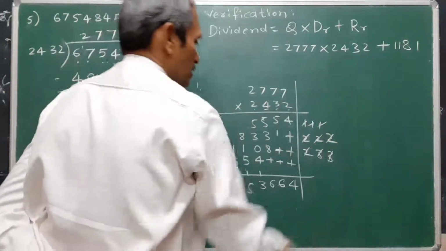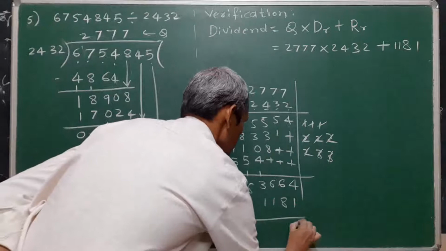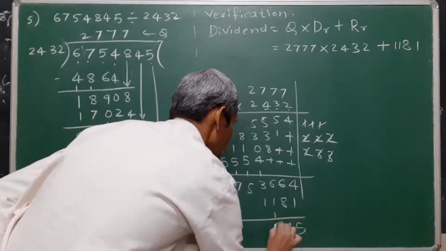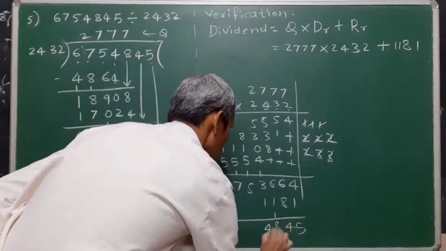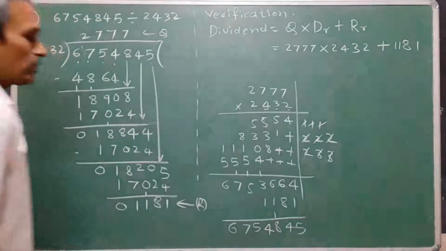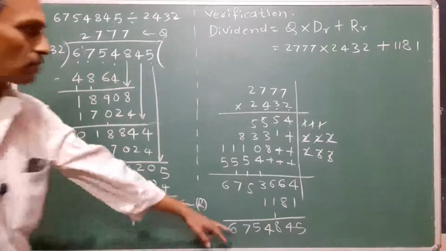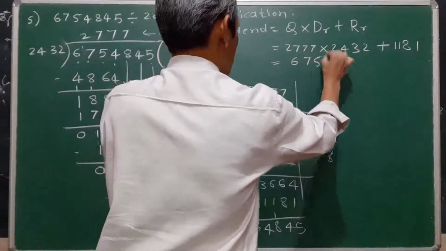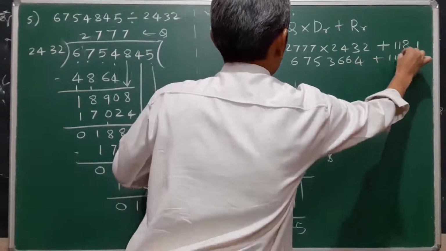Now we will add 1, 1, 8, 1 to this. 6, 7, 5, 4, 8, 4, 5. This one we have got, so result is verified. Here we got 6, 7, 5, 3, 6, 6, 4 plus 1, 1, 8, 1.